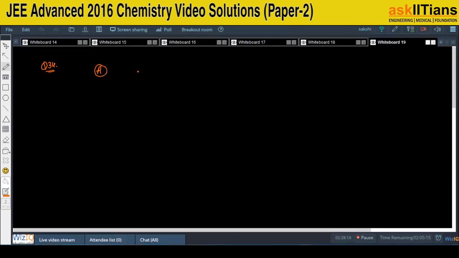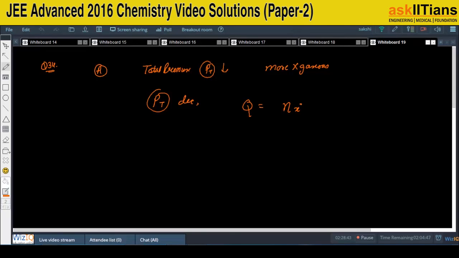The first option says that decrease in the total pressure. So if you have total pressure as Pt, and if I am decreasing this total pressure, will it result in the formation of more moles of X gaseous? Now you can find out, see, pressure total. On decreasing the pressure total, my Q value can be written as number of moles of X2 multiplied by the total pressure divided by number of moles of X2.